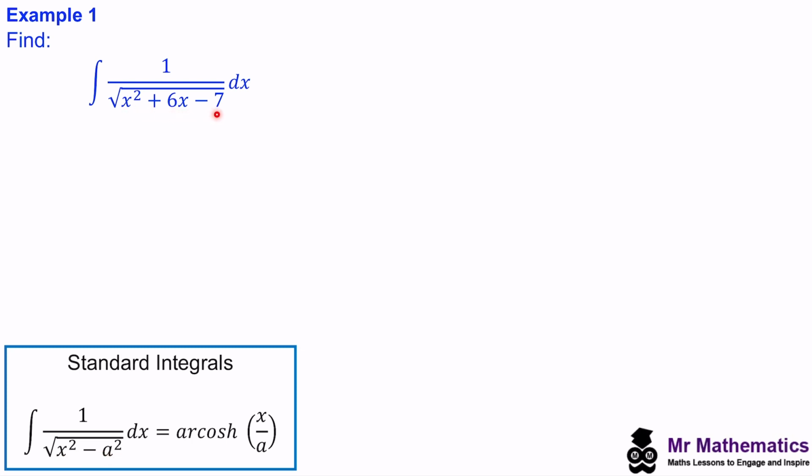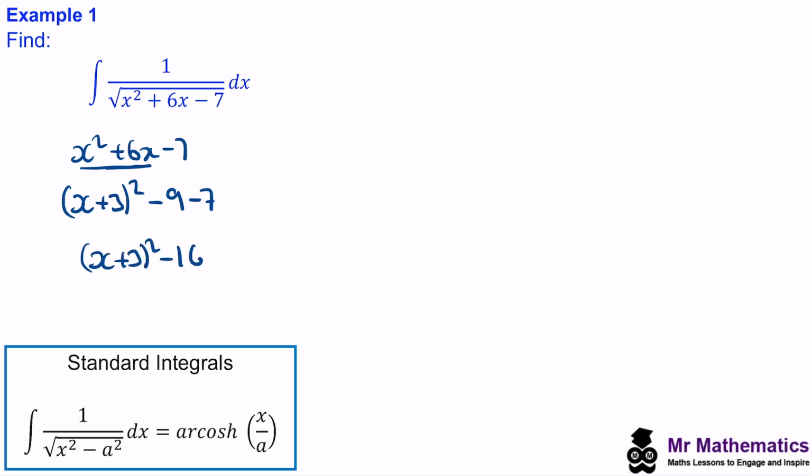of completing the square. So we're going to begin by completing the square of this quadratic, where we have x squared plus 6x minus 7. And when we complete the square, we get x plus 3. So this 3 is half of the 6. We'll create this into a square. We'll complete it by taking away the 9. And now we have this bit, and we'll take away the 7. So we get x plus 3 all squared minus 16.